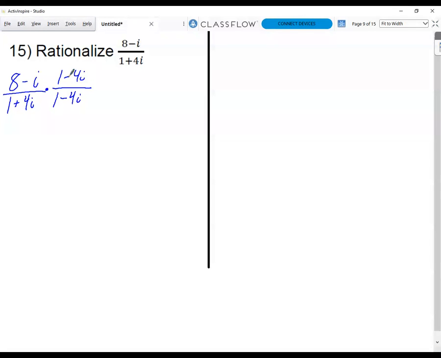Now you're going to multiply this out. I like to put parentheses just so I can see that they're factors, so I don't mess anything up. It reminds me to FOIL them out. 8 times 1 in the numerator is going to be 8. 8 times negative 4i is negative 32i. Negative i times 1 is negative i. Negative i times negative 4i is going to be plus 4i squared. And in the denominator, we have a difference of squares. So this can become 1 squared, which is 1, minus 16i squared.